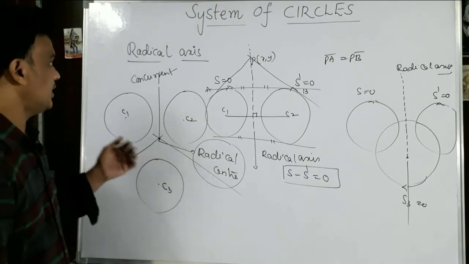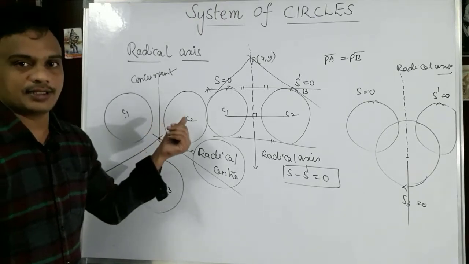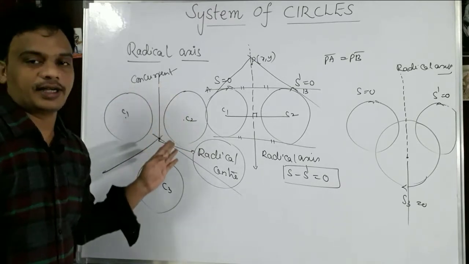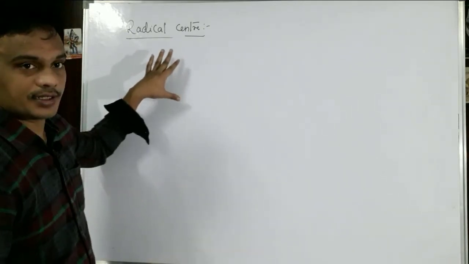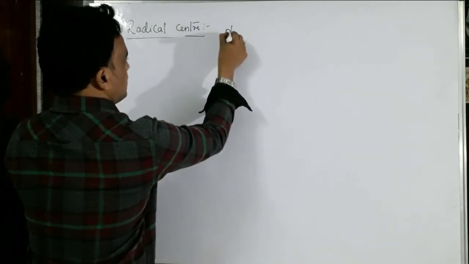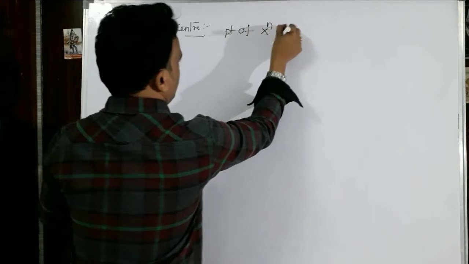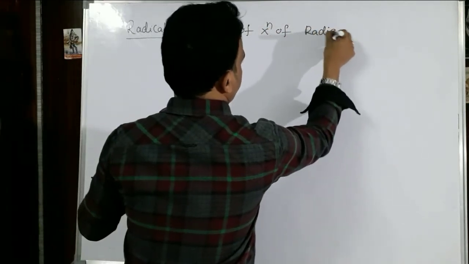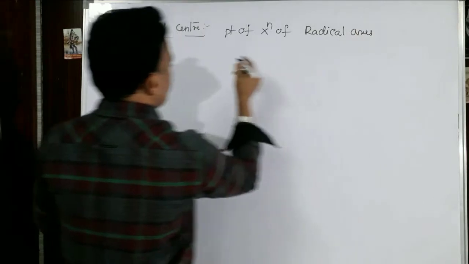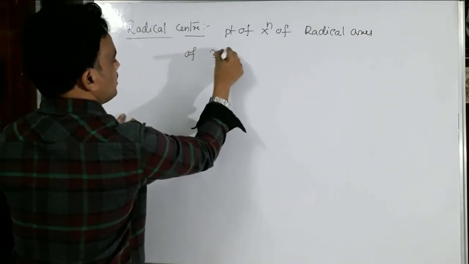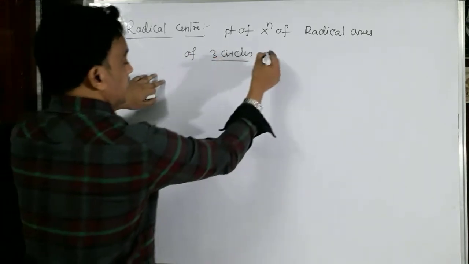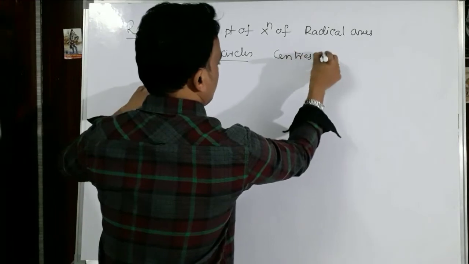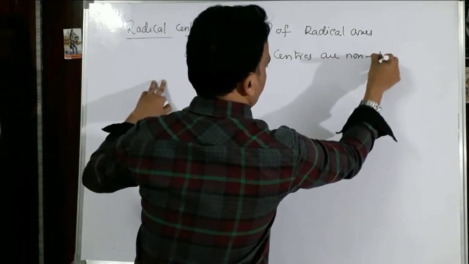So let us discuss some more properties of the radical axis and the problems related to it. Just wait. So the radical center, which we already discussed: what is the radical center? The point of intersection of the radical axes of three circles whose centers are non-collinear.